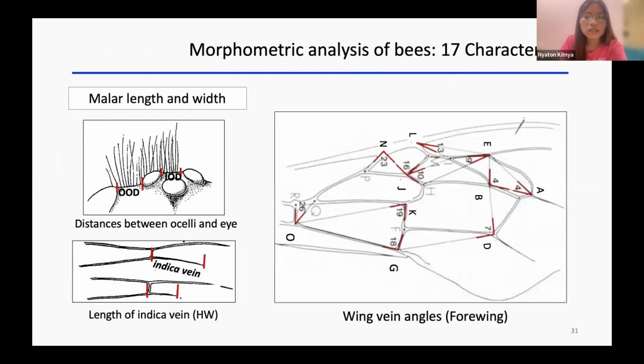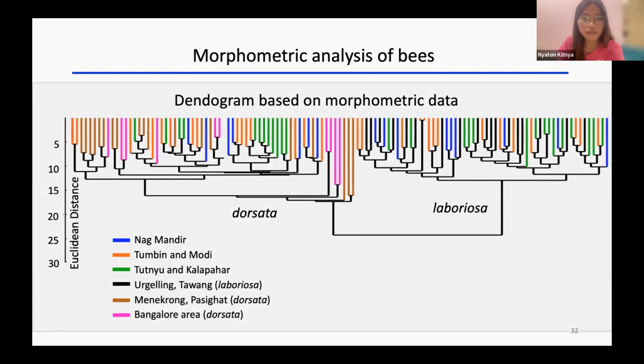So one line of evidence that we wanted to look at is the traditional morphometric analysis. For traditional morphometric analysis, we used 17 characters, that is the malar length and malar width, the ocelli structure, the distance between lateral ocelli and compound eye, the interocular distance, and also the indica in the hind wing and different wing venation angles in the forewing. So these are the different characters that we used.